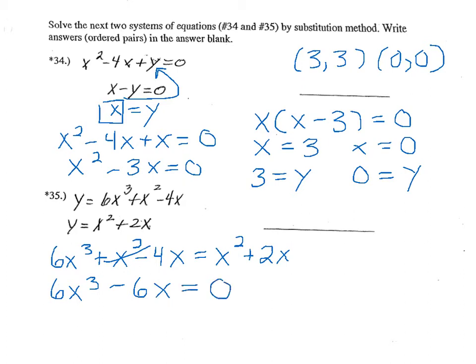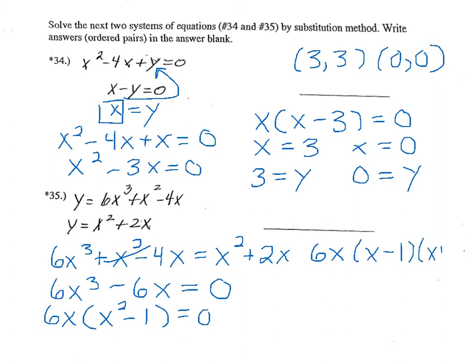And then we can factor out a 6x. So we have 6x times (x squared minus 1). And then we can factor more. So we have 6x times (x minus 1) times (x plus 1) equals 0. So our three solutions will be x equals 0, x equals 1, and x equals negative 1.